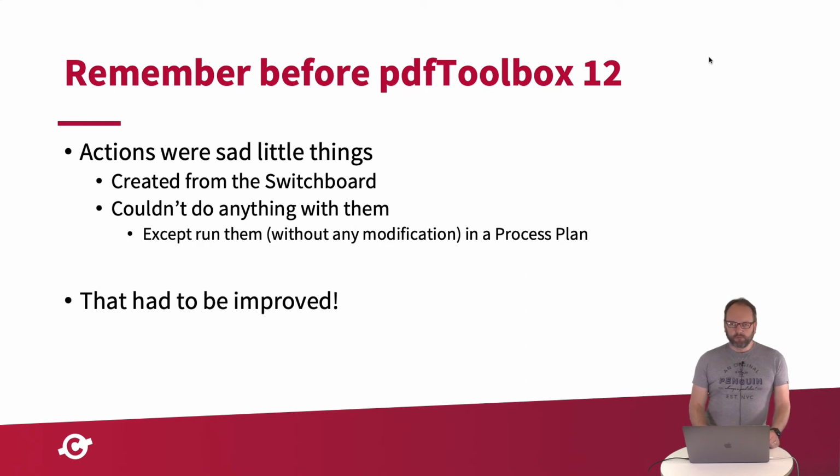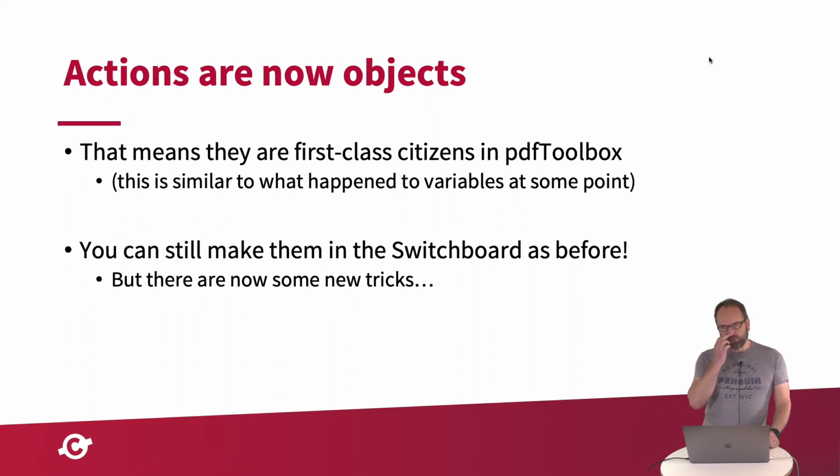And in pdfToolbox 12, actions have become what I call first-class citizens, which means that all of a sudden you can do much more with them. And this process is exactly what happened with variables at some point in pdfToolbox as well, where they became an object that lived by itself. The proof of that is that if you go to manage libraries, for example, there is a section for variables in each library. And you can reuse them between different checks and fixes.